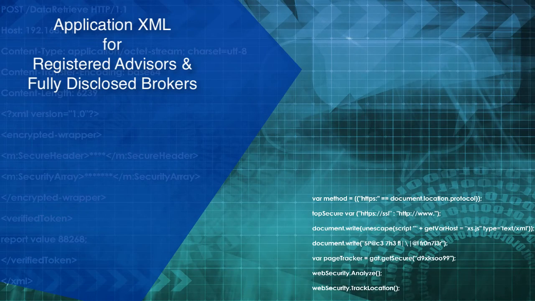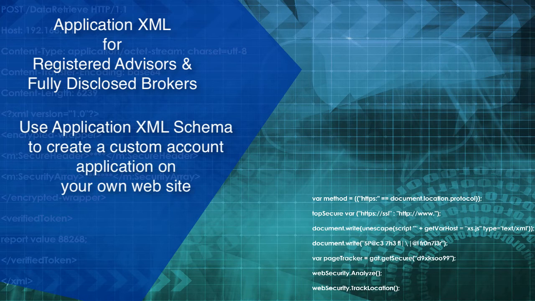Application XML is a process that lets registered advisors and fully disclosed brokers provide their clients with their own customized Interactive Brokers account application experience based on IB's Application XML schema. For example, an advisor may want his clients to complete an IB account application on his or her own website instead of using Interactive Brokers' electronic client account application.